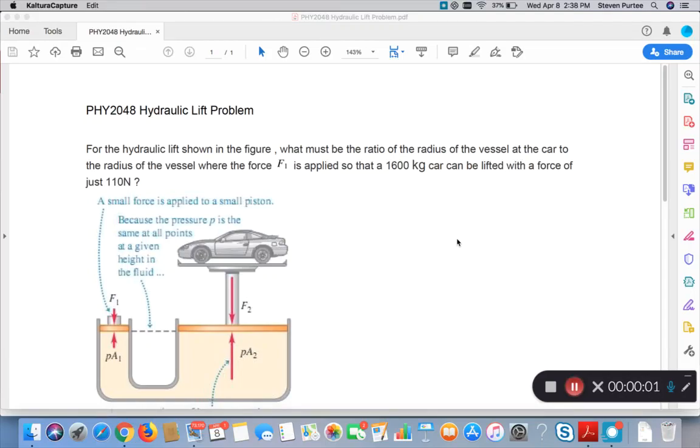Okay, this is a good hydraulic lift problem. This is what they do at the mechanic shop. They've got this lift here. They're able to lift a car up here. A car weighs a lot, but with a small amount of force, they can do this with their foot. Just push down here and lift up the whole thing.